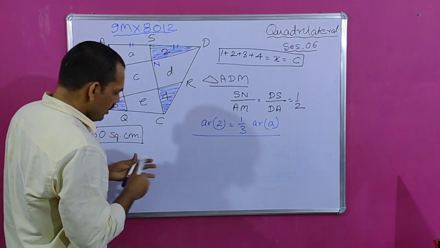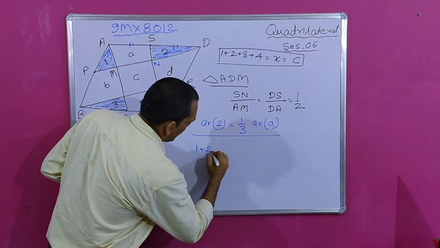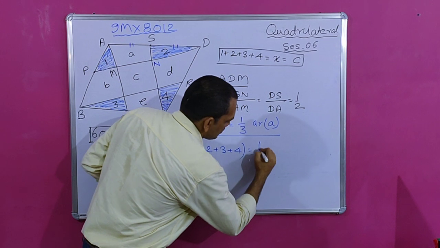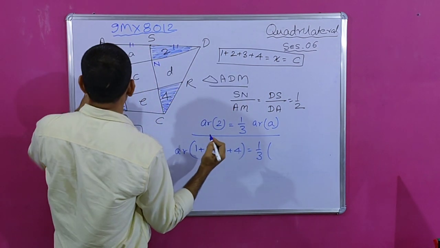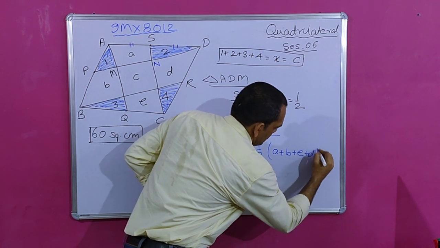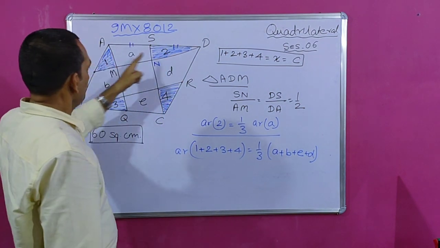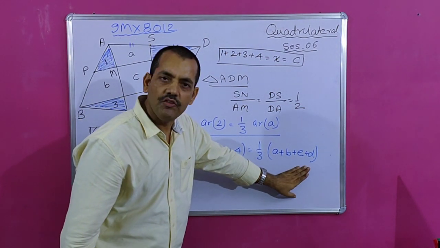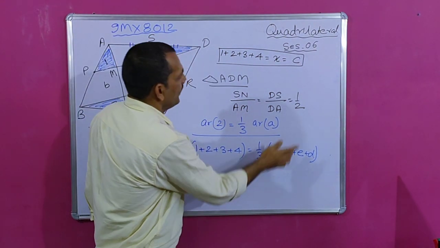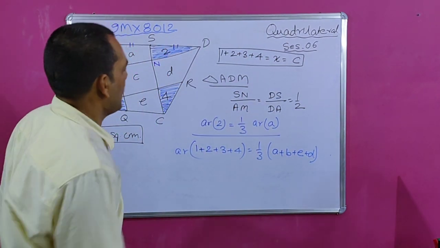So the second part of the conclusion is that the area of these 4 parts, 1 plus 2 plus 3 plus 4, is 1/3 of ABED. Area of 1, 2, 3, 4 is 1/3 of ABED. Now, using this property in this one, I'm equating it to 60. Now come to that part.